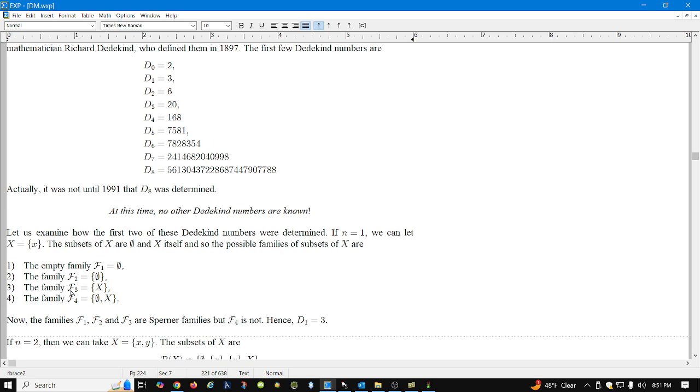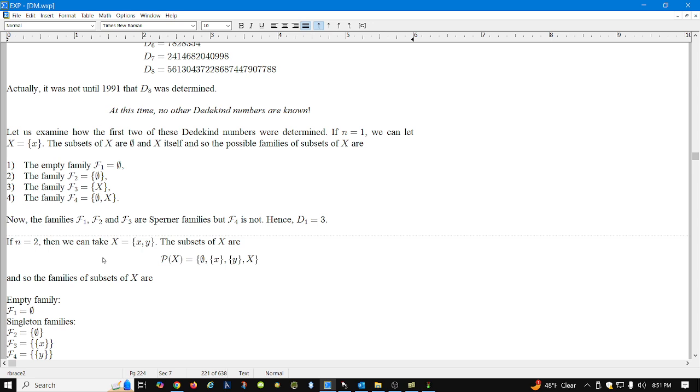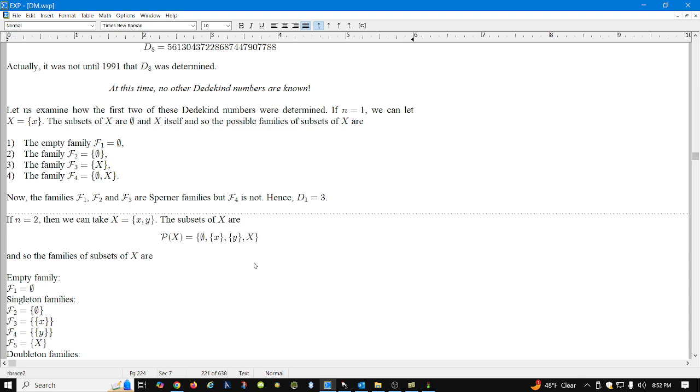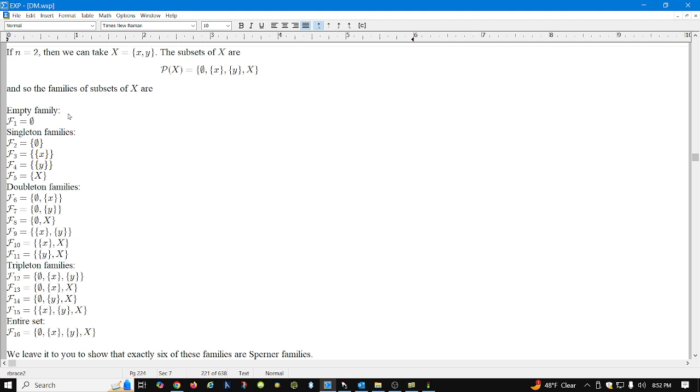When n is 2, D2 is 6. Let's see if we can reason that out. We'll take the set capital X to be little x, little y. These are the subsets: empty set, singleton subsets, the whole set. So the families of subsets, well, there's a bunch. The empty family. These are the singleton families, in other words, the families with a single subset: empty subset, singleton X, singleton Y, the whole set, capital X.